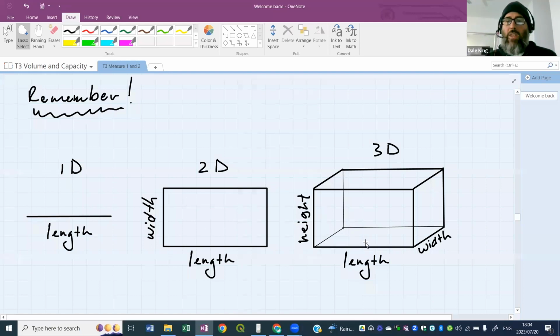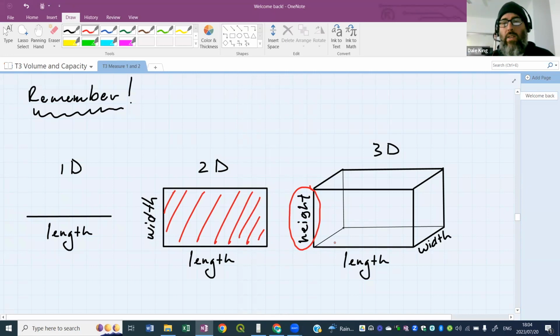Then if we add a 3rd dimension now, and the 3rd dimension in this case is height, which makes this look a bit strange because the width looks like the height in this case, but imagine this rectangular block was flat on the ground. Then it would be this rectangular block here, flat on the ground, with a length and a width.